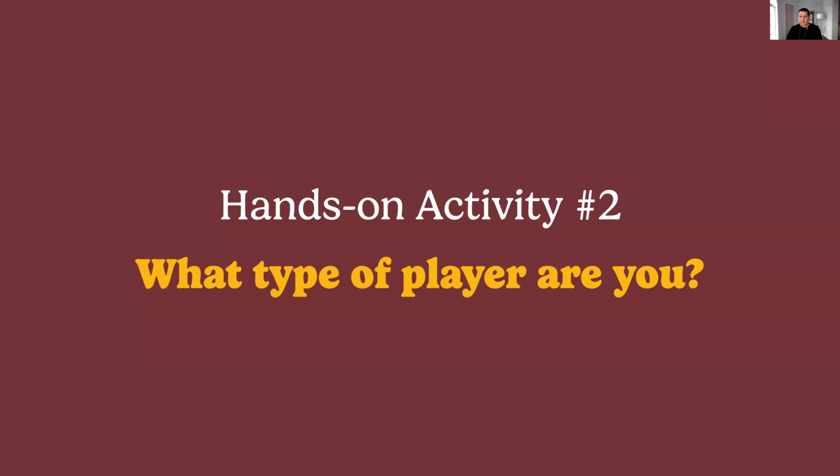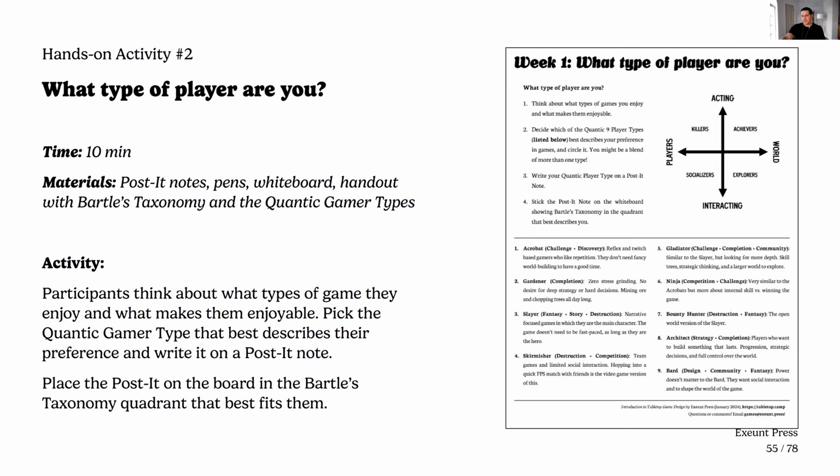Activity 2 is what type of player you are. And this is an example of the handout that I used. And again, it's a quick activity. Get some Post-it notes, teach people about Bartle's taxonomy on, killers, socializers, explorers, achievers, different groups. Have people think about what types of games they enjoy. Pick one, and then pick their type of player, and then throw it up on the board.